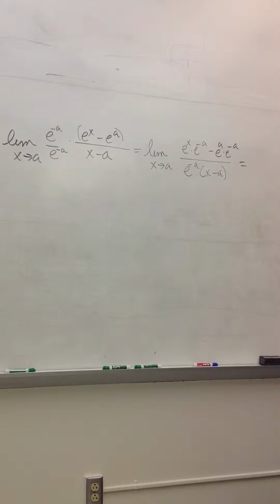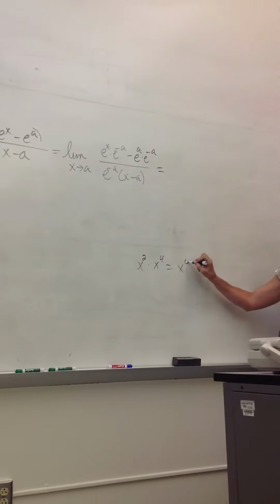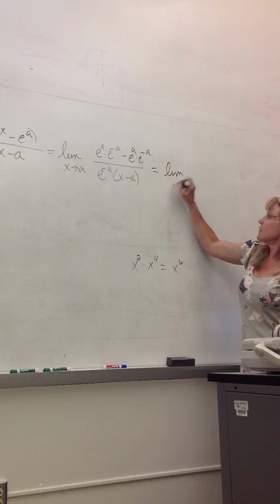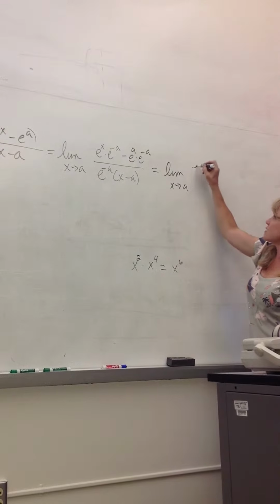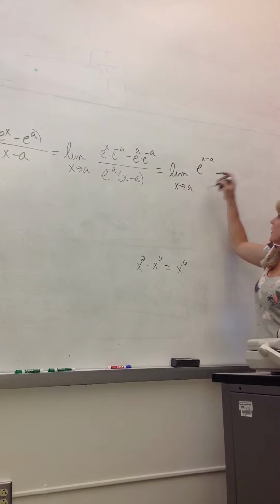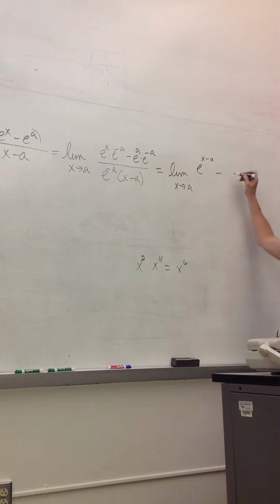And I know that might look a little messy, but our rules of exponents always apply the same way. If I have x squared and I multiply it by x to the 4th, that's an x to the 6th, okay? So I add my exponents. And if I add my exponents, x plus negative a is x minus a, and a plus negative a is what? 0.